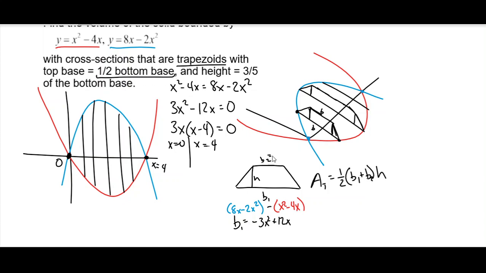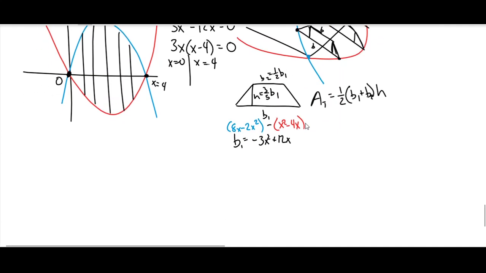So base 2 is equal to 1/2 of whatever base 1 is, okay? And the height is equal to 3/5 of the bottom base. So it's equal to 3/5 times base 1, right? So we have all this information now. We're going to go ahead and calculate the area of one of these trapezoids that is cut into this shape, okay? Let's go ahead and do that real quick.